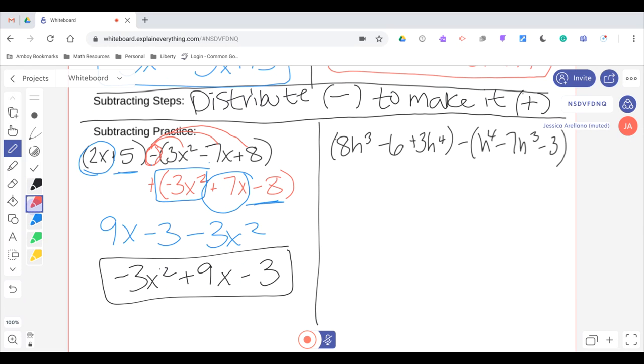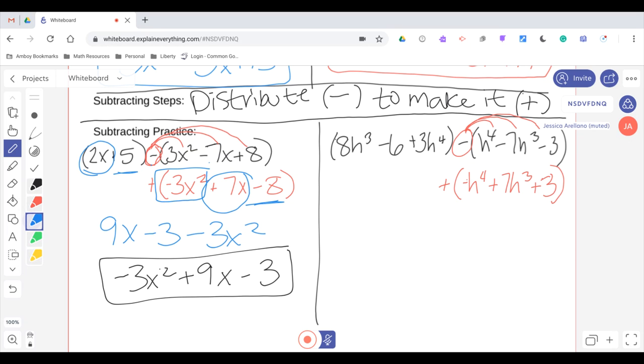Let's do one more example. So I'm going to take my negative and I'm only distributing to the right, because that's where the negative is multiplied by. So now it will be plus negative h to the fourth, positive 7h to the third, positive 3.